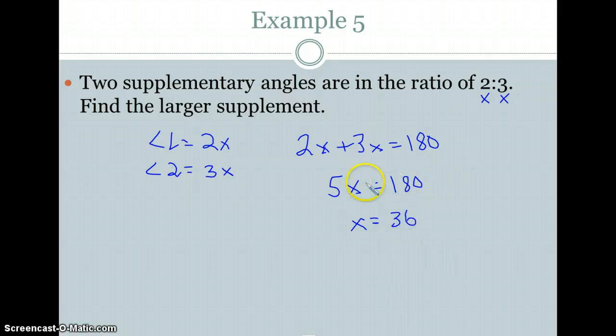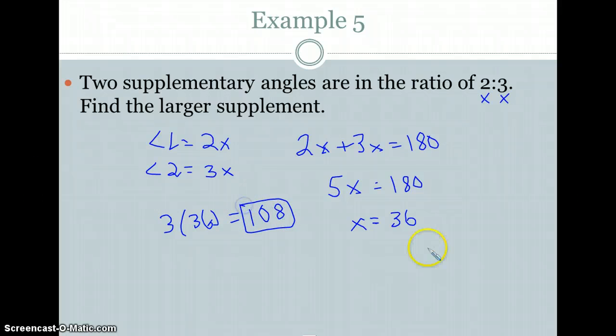Now here's where I have to be very careful, because it says find the larger supplement. So we don't want this 2x, we want the 3x. So 3 times 36 gives me 108. And that's my larger supplement. I can double check, plug it back into the small one, I get 72. 72 and 108 does give me 180, so my algebra seems to work.